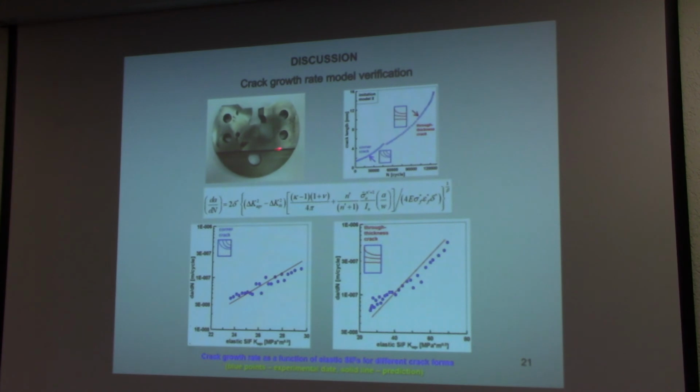On the basis of obtained experimental data, we can verify our crack growth rate model. In this figure, you can see the crack growth diagram for surface cracks and through thickness cracks. In these pictures, blue points correspond to the experimental data, and the solid line is the prediction. So we can see a good agreement between them.